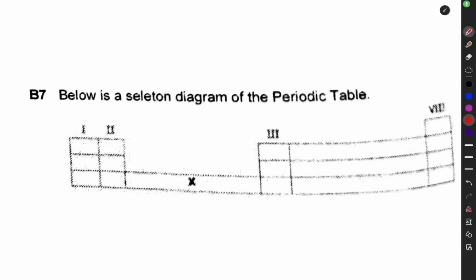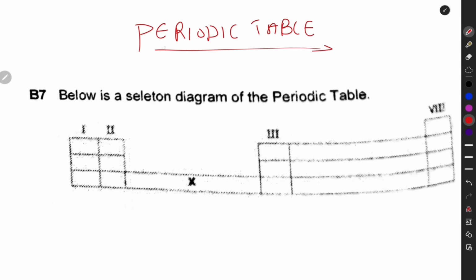So we are going to answer questions on the periodic table. That is chemistry. So the topic we are looking at in terms of questions is called the periodic table. So we're going to answer various questions coming from various years. These are ECZ exam questions.